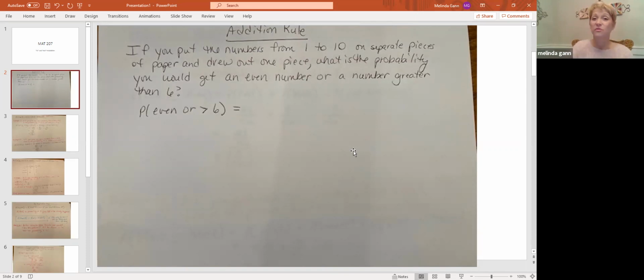So I want you to stop and think about what you think your probability of winning would be. So you win if you get an even number or if you get a number bigger than 6. Okay? Now, your first instinct may be right, but we have to fix it a little bit. So here's what I mean. I'm going to do this one a longer way.